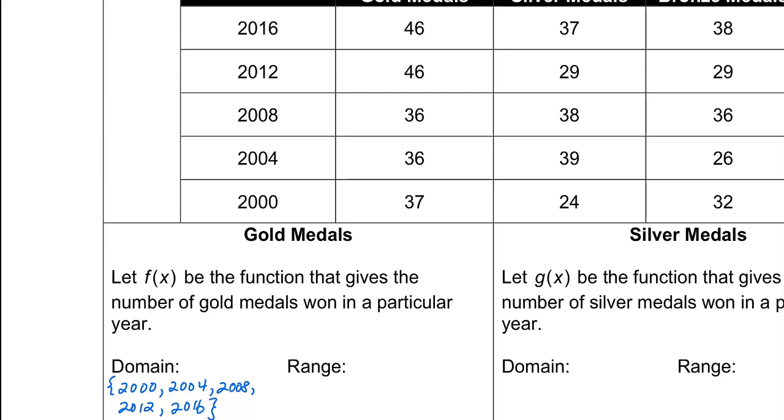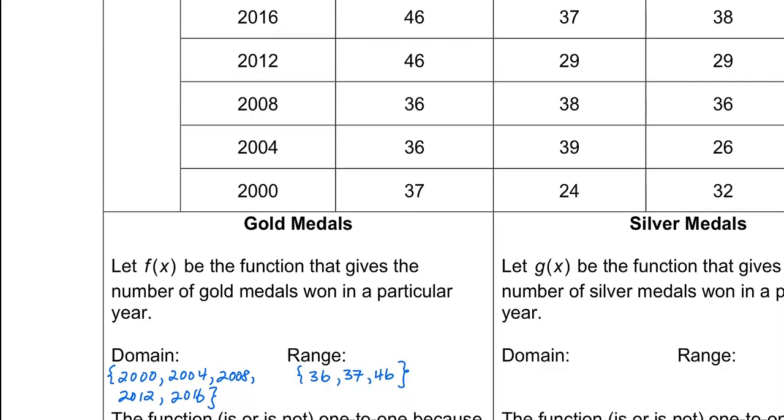Now the range are the values that you get out. And so you can see there's a 36 is the smallest. There's a 36 again, but you don't repeat. Then the next highest is the 37. Then there's the 46, and the 46 repeats. So the range is actually only these 3 values. The domain is the 5.